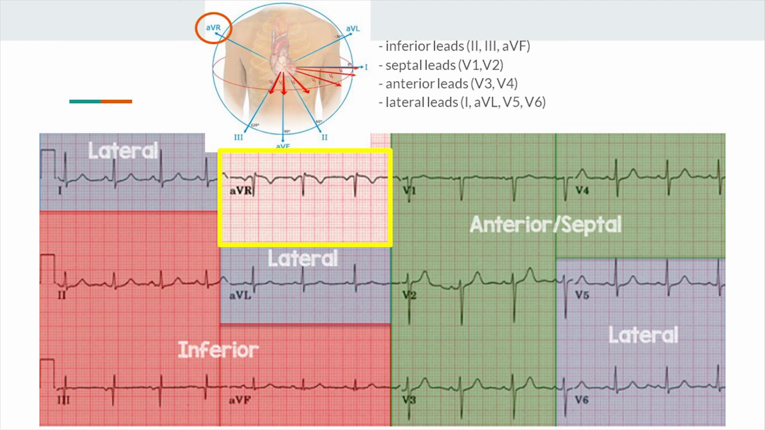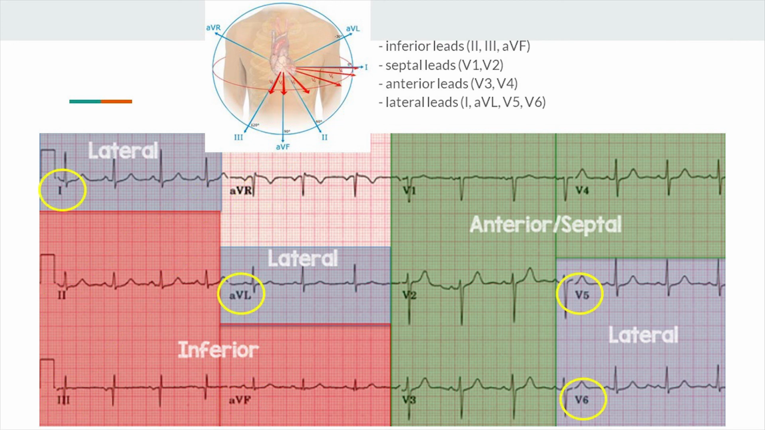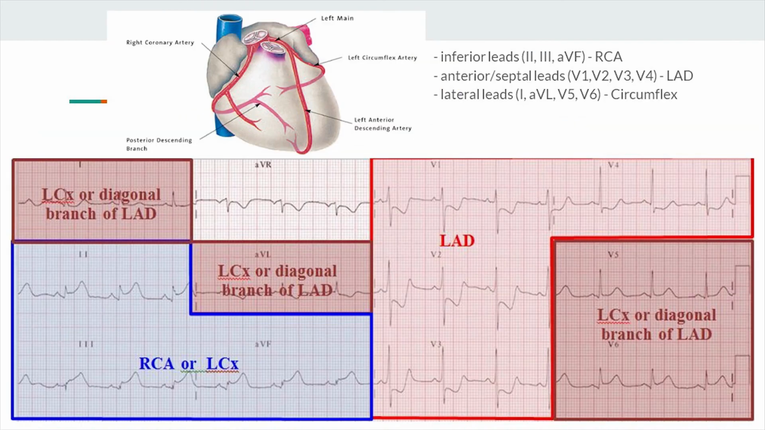By grouping certain leads together, it can help clinicians determine what's going on with the patient. For example, if you see an abnormality in lead 2, 3, and AVF, which are all looking at the heart from the inferior aspect, you may suspect there's something funky going on in that area of the heart. If you see something odd in lead 1, AVL, V5, and V6, you might suspect a problem with the lateral portion of the heart.